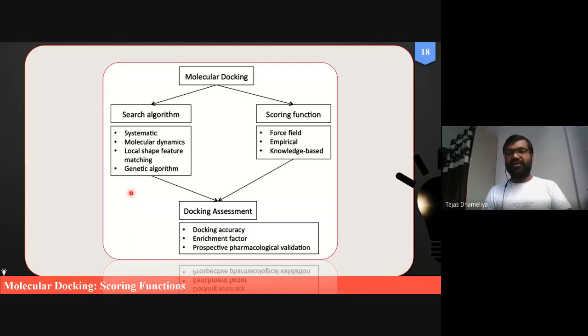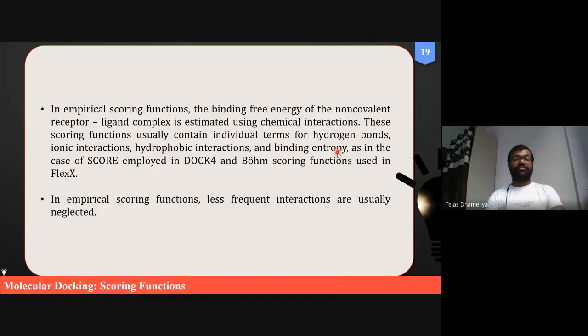So till now we have discussed these, and hopefully from here onwards we will continue our discussion. Now there is certain software whose name is FlexX. This FlexX uses a scoring function of its own. Another software, Dock4, uses a scoring function named Score. So Score itself is a name for a method which is used for scoring.